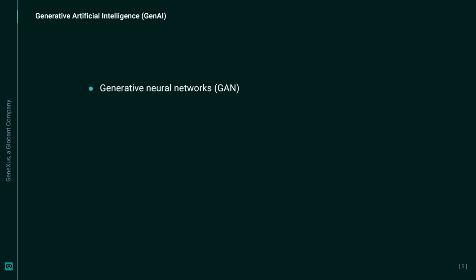Generative neural networks, GAN. These networks are critical in the generation of simulated images, sounds, and other types of data, where two neural networks compete and collaborate with each other to improve the quality and realism of the results.